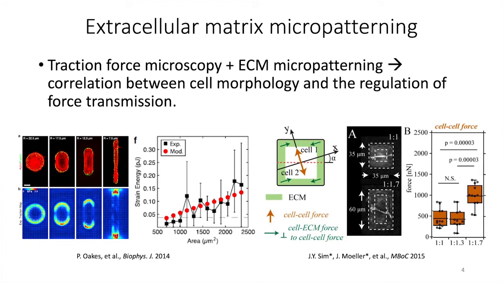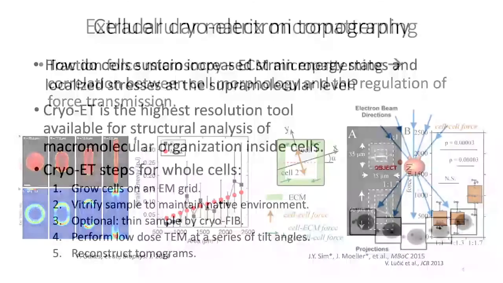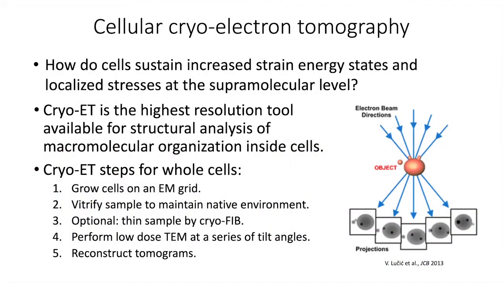So while micropatterning together with traction force microscopy can help us relate spatial constraints to cell-cell and cell-substrate mechanics, the nanometer scale protein organization underlying mechanotransduction, changes in morphology and cell mechanics, has not been observed. In other words, while we can use ECM micropatterning to regulate the strain energy and distribution of traction stresses in a cell, we don't know how cells sustain these states.